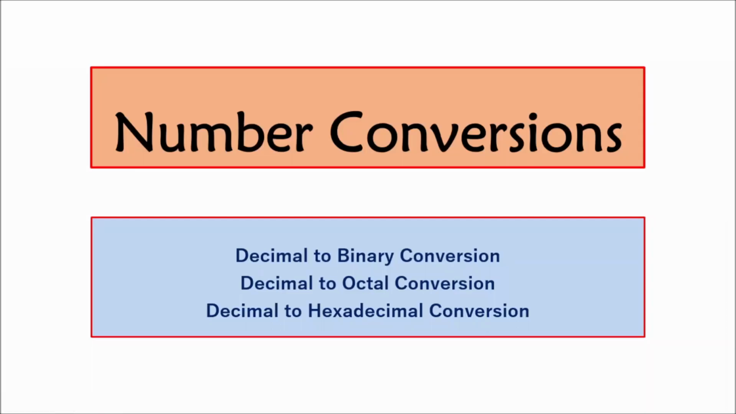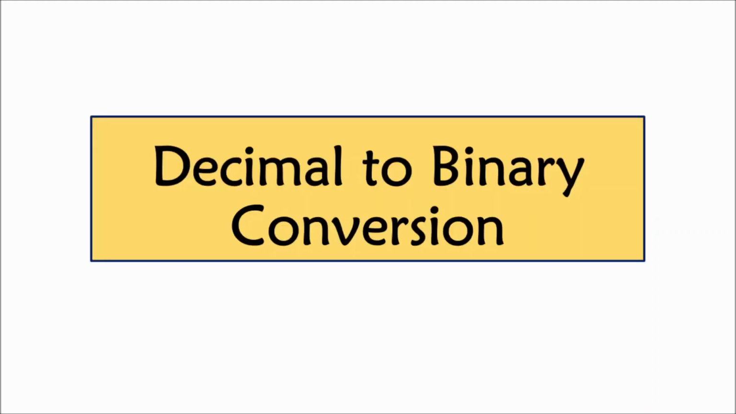After discussing various number systems, now we'll see how to convert the numbers from one into other. In this particular session, we are going to discuss how to convert decimal to binary, then decimal to octal conversion and decimal to hexadecimal conversion. Now we'll see how to convert decimal to binary.